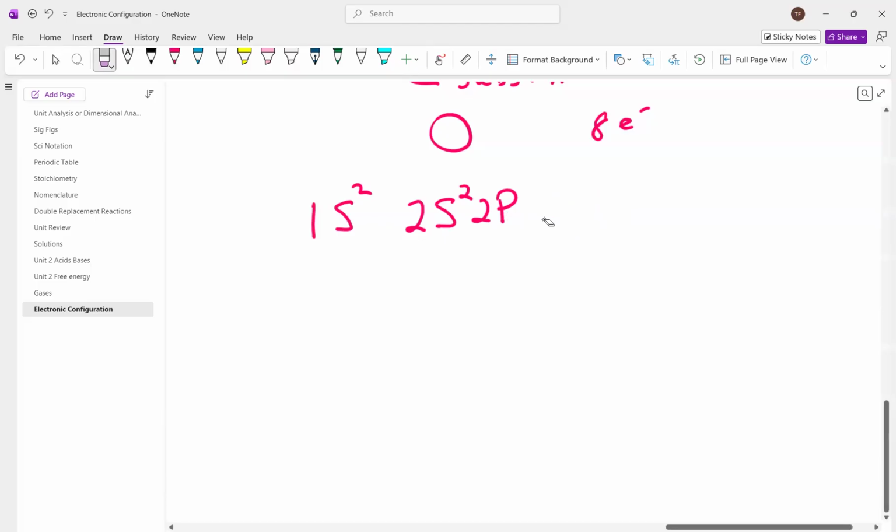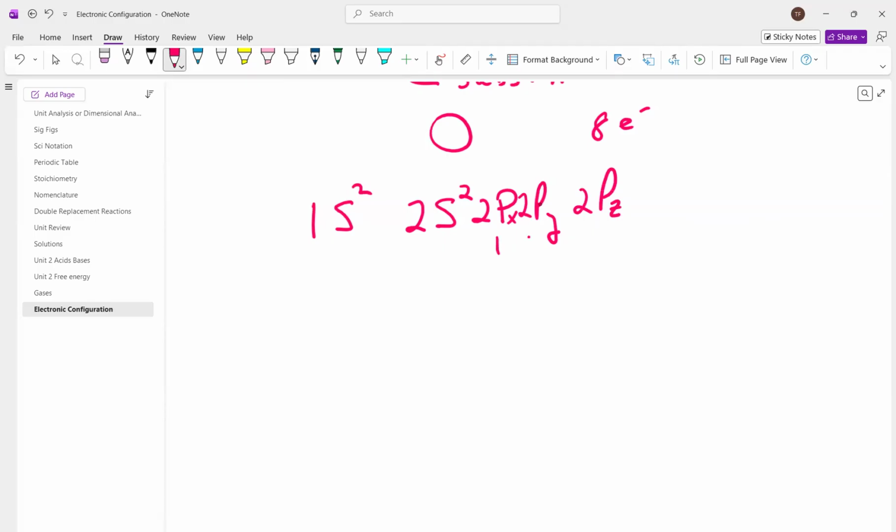Okay, so remember, P can hold 6 electrons total. Total. But we only have 4 left. Okay, so those 4 left are distributed between the 3 orbitals or parts of the P subshell. Okay, we're going to put 1 in each one. That takes care of the one along the x-axis, y-axis, and the z-axis. So it's going to be 1, 1, 1, and we have 1 more left over. So now we're going to pair it up in the x.